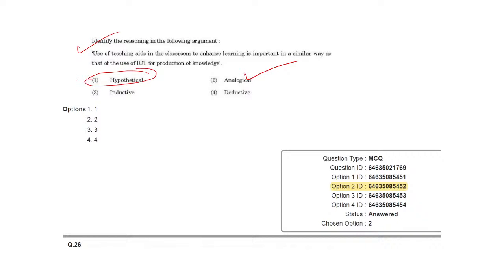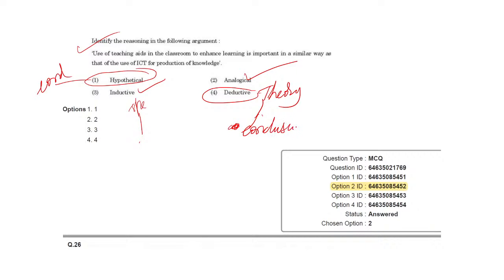Hypothetical means there is a condition. Inductive we already discussed: from some specific observations to theory. Deductive means theory to observation, conclusion. Okay, like this the question will come.